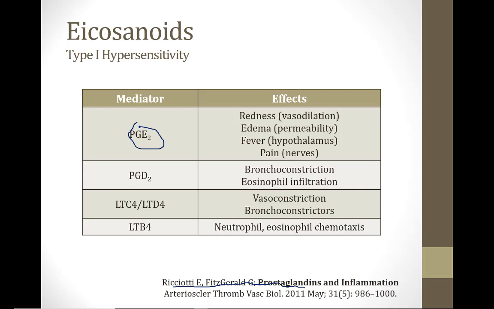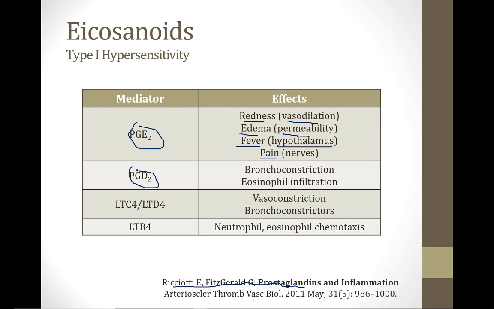This prostaglandin is responsible for many of the signs and symptoms that we associate with hypersensitivity and inflammation. For example, it can cause redness through causing vasodilation. It can lead to edema through increasing vascular permeability. It can raise the set point for temperature in the hypothalamus, and that's what causes fever. And it can also sensitize nerves, and that's what causes pain.